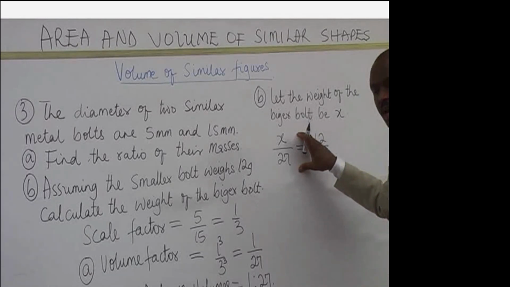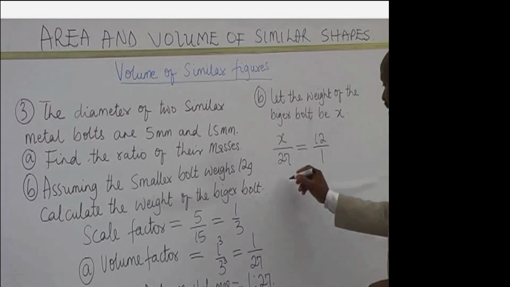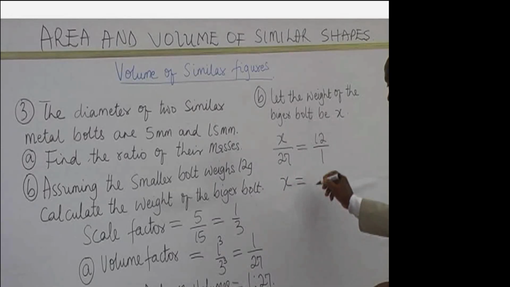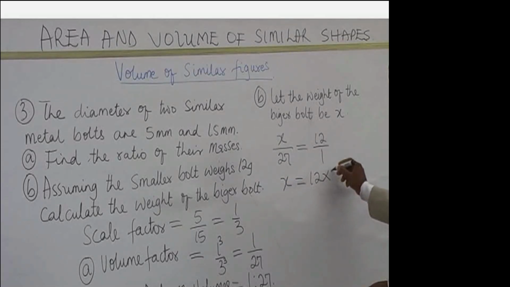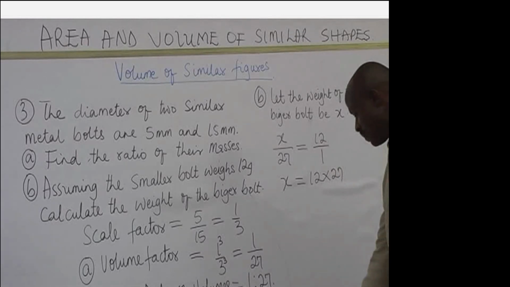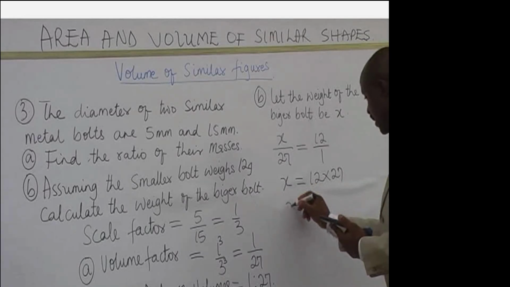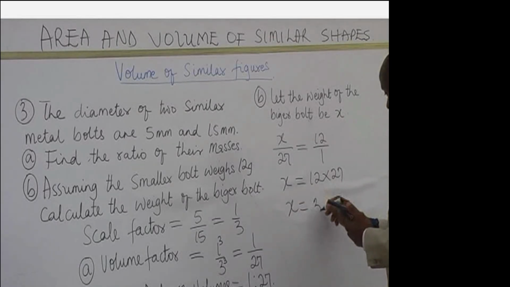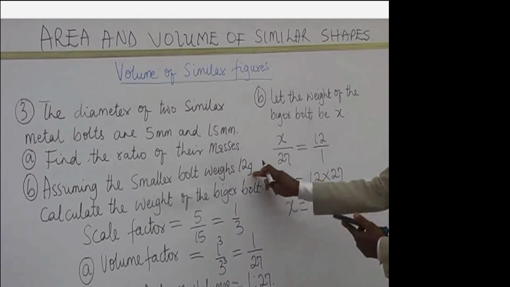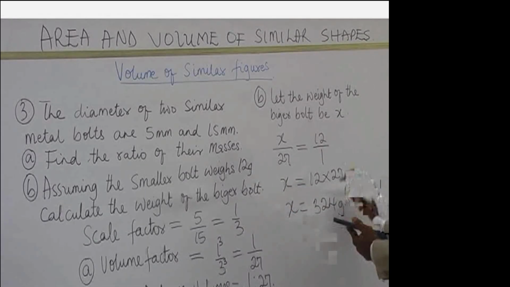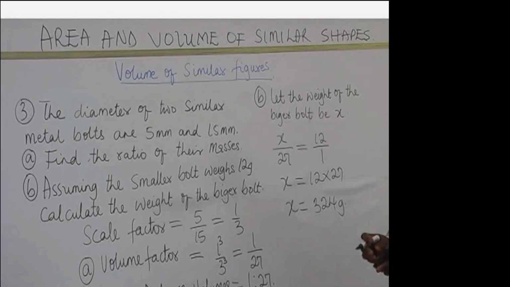In this relationship now, if you cross multiply, X times 1 gives you X, which will be equal to 12 times 27. If you multiply 12 and 27, that gives 324, so our X now will be 324 grams, because they said the smaller one weighs 12 grams. And that answers the question.